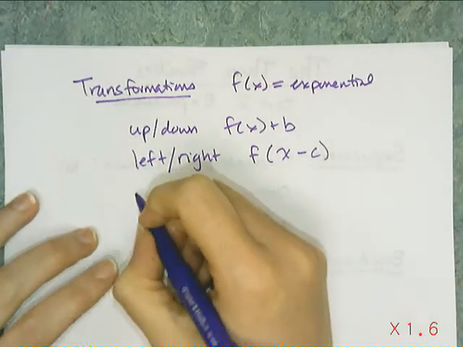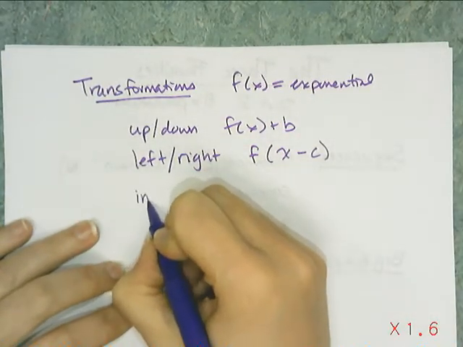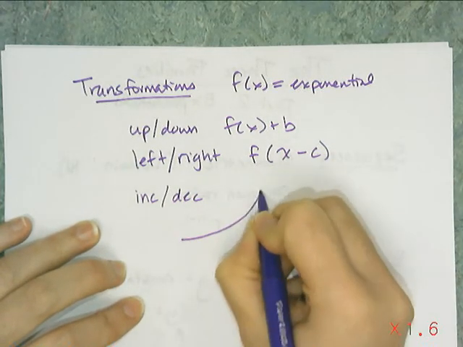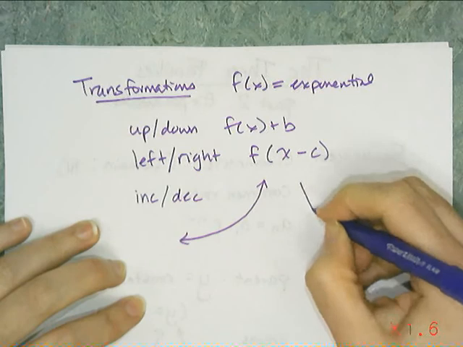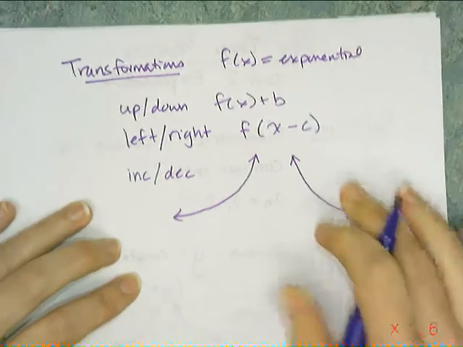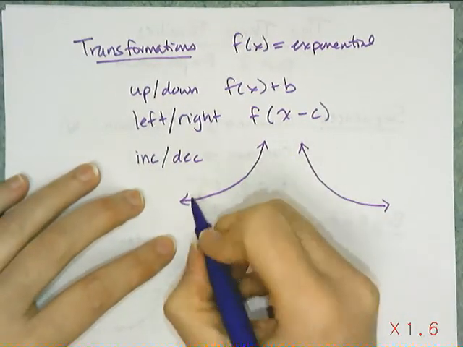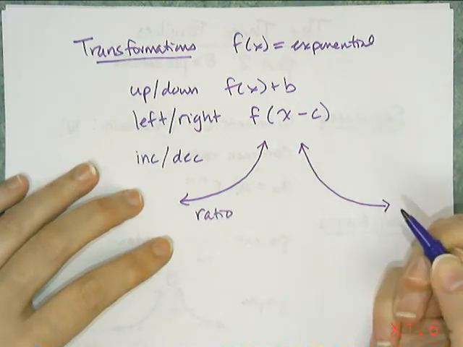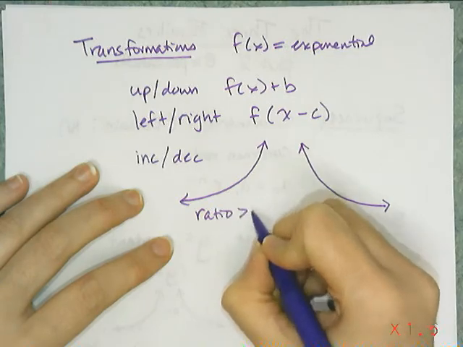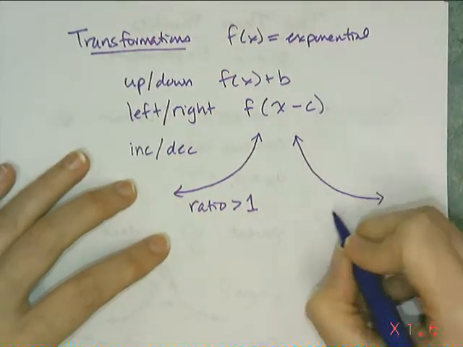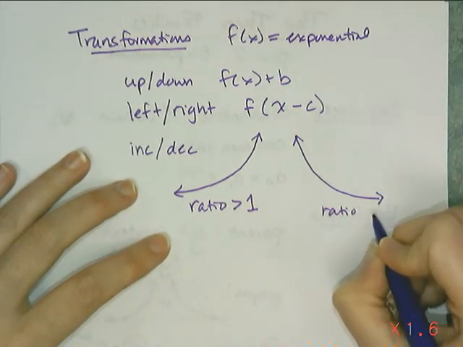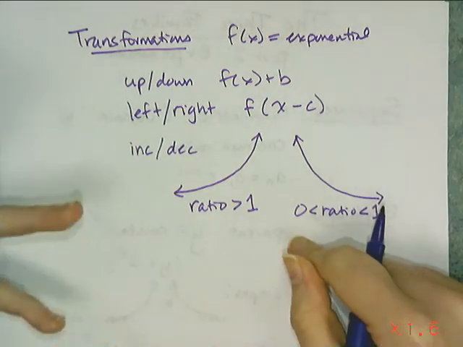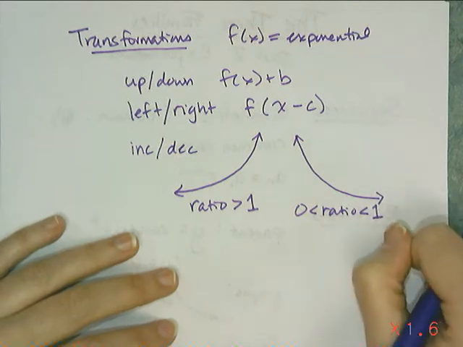And in terms of increasing or decreasing, that was actually different. If I wanted to make this function increase or decrease, and increase meant it was growing like this, and decrease meant it was going down like that, those had to do with the common ratio. So for this graph, the ratio, or that multiplier, had to be greater than 1. And for this graph, the ratio had to be between 0 and 1. And it couldn't be 0 because that wouldn't be exponential, and it can't be 1 because that wouldn't be exponential.